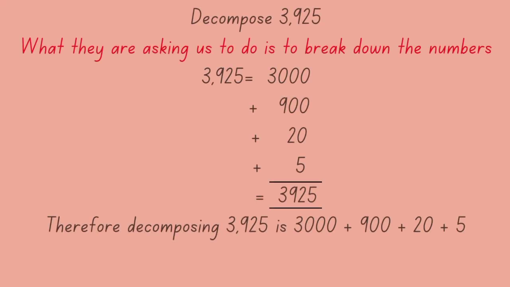Decompose 3,925. What they're asking us to do here is to break down the numbers. 3,925. You break it down into 3,920 and 5. You get 3,925. Therefore, decomposing 3,925 is 3,000 plus 900 plus 20 plus 5.